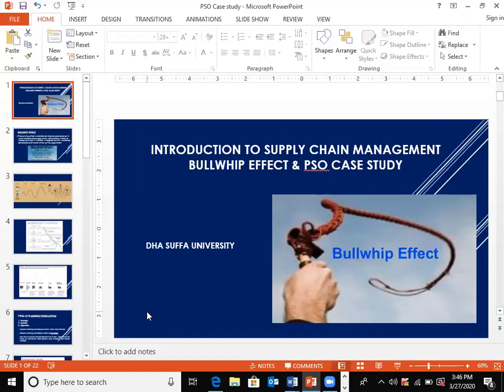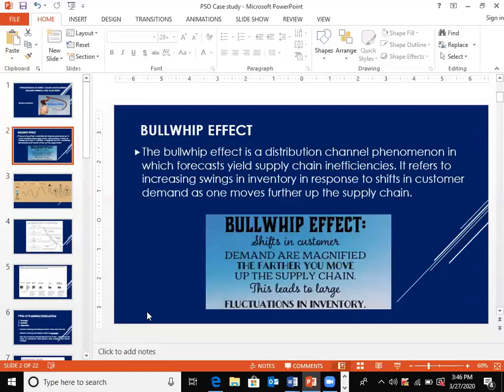So without further ado, I'm going to get our arms a little bit around the bullwhip effect and really try to understand this a little bit more in depth. And probably a good place to start is at the definition. The bullwhip effect says that when there is a shift in customer demand, then as you move further along the supply chain, there is a lot of fluctuation in the inventory. Again, I'll repeat another definition.